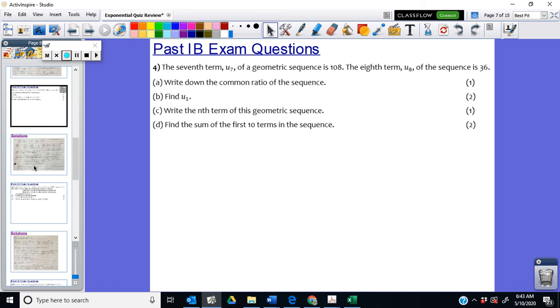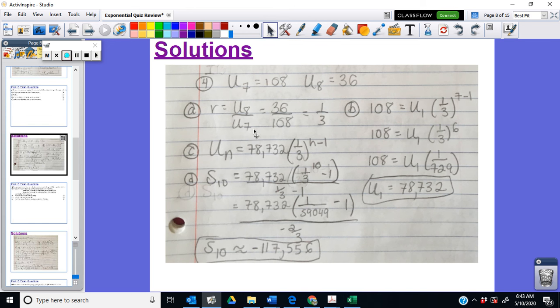Here's that work. So our constant multiplier is 1/3. And using that 1/3 in part C, we see the constant multiplier, and the exponent is n minus 1, because that 78,732 is your first term. Just had to go back and find that.